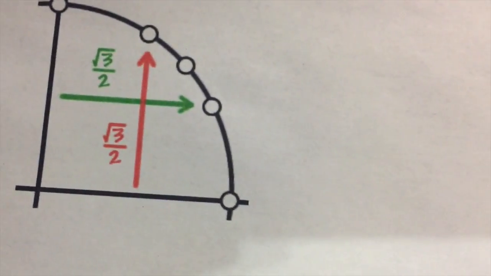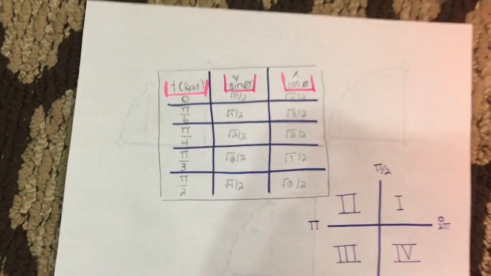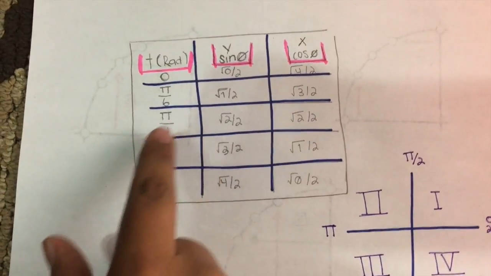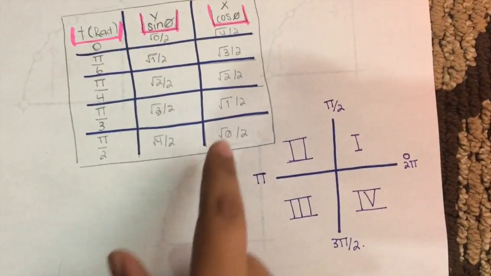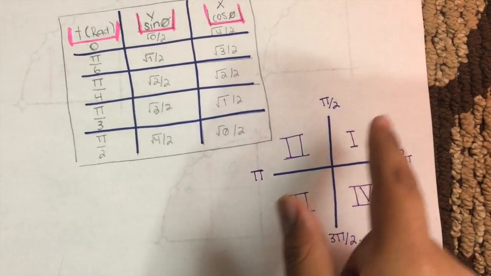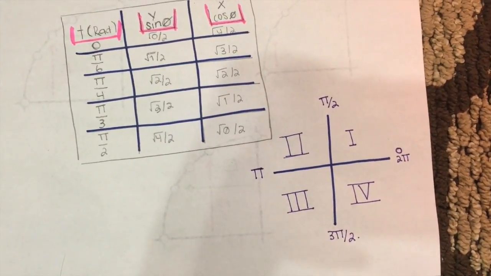And then, like I know all the results, I can put them in a chart like this one because it's easier to remember. And then I just need to know in which quadrant it is to put the sign, if it's positive or negative.